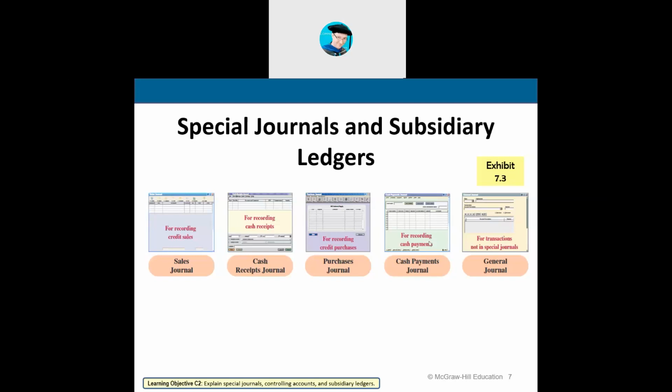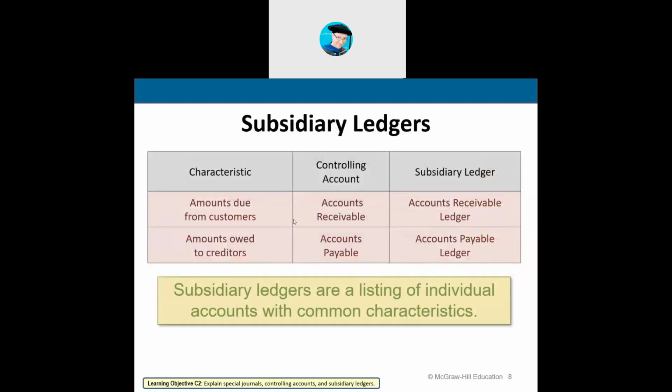All of these ledgers are within that accounting information system to make the reporting process a lot simpler. There's a couple of subsidiary ledgers. As you recall, a subsidiary ledger is a listing of individual accounts with common characteristics. The way to think about subsidiary ledgers is that they're related ledgers, like accounts receivable and accounts payable. Those are both control accounts.